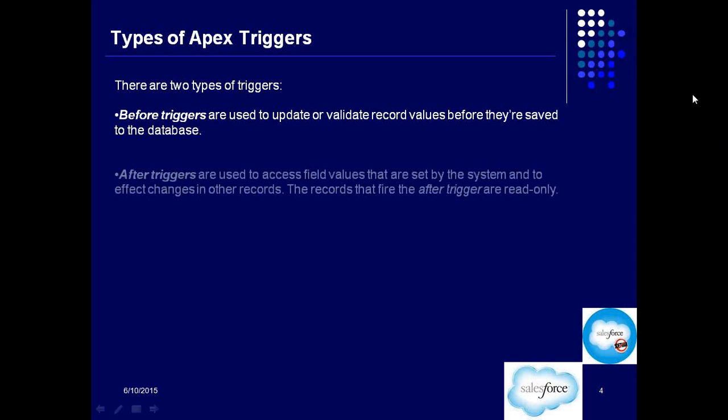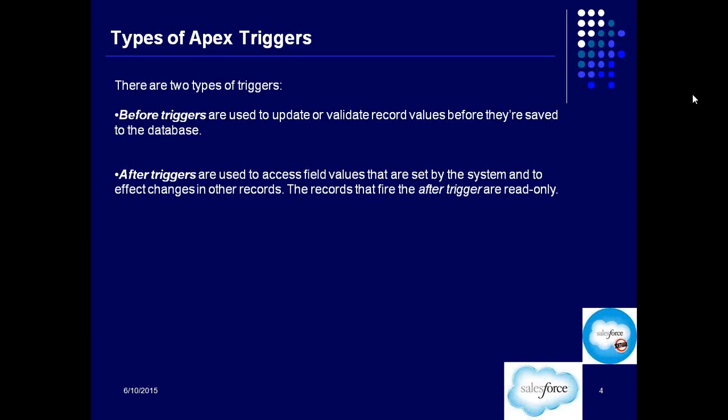Then comes the after trigger. After triggers are used to access field values that are set by the system and to effect changes in other records. So an after trigger is a code block which gets executed after the record is inserted into the system. Once the record is actually inserted, you can take the values from that record which got created and do some logic with that value.